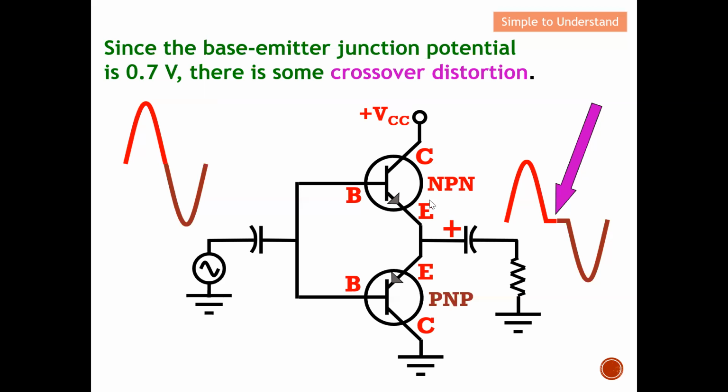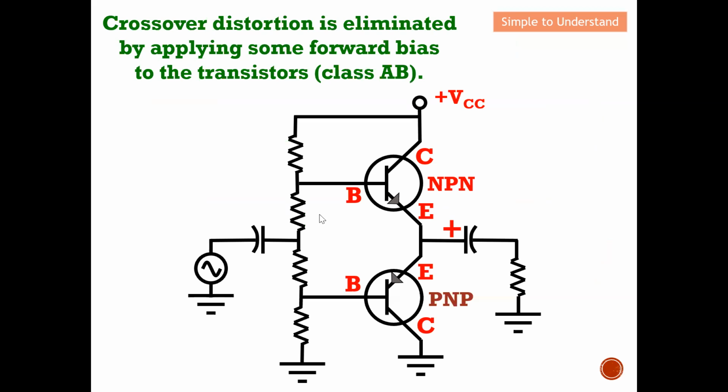Hence, I will have crossover distortion at both the NPN and also the PNP. And this is what we call crossover distortion. How can we resolve this crossover distortion? We'll be using class AB.